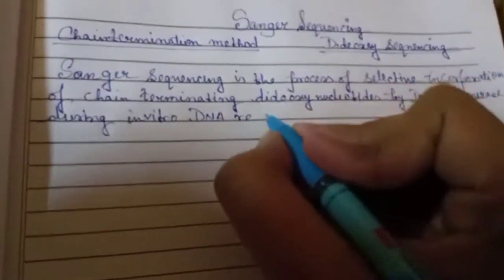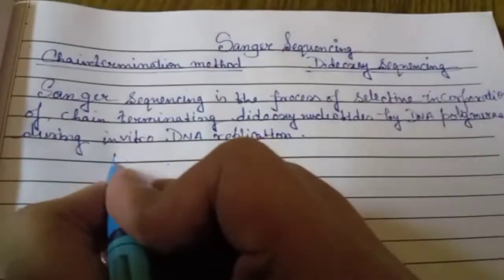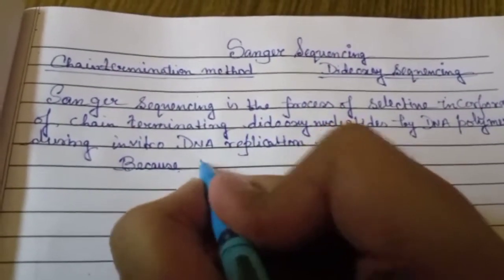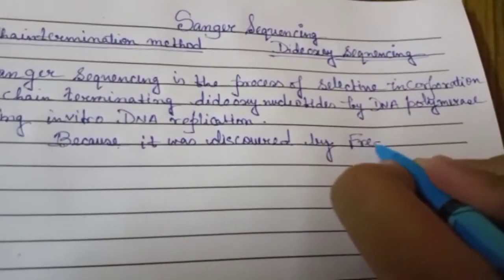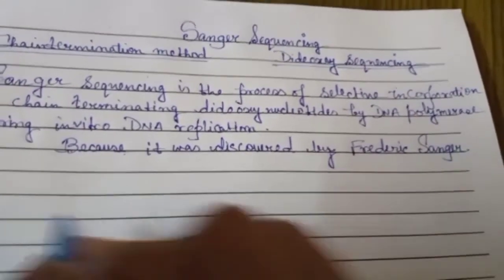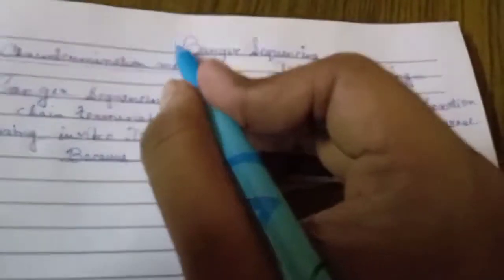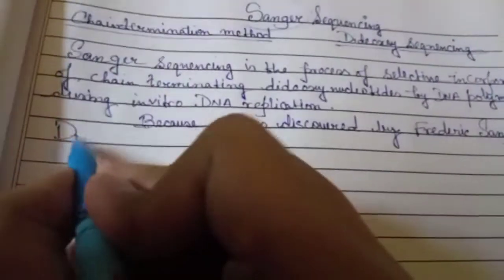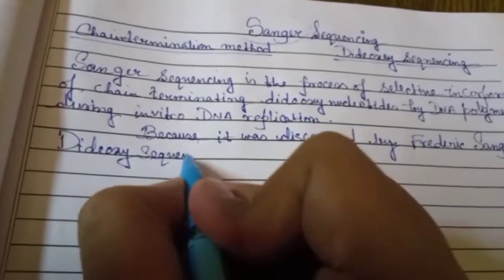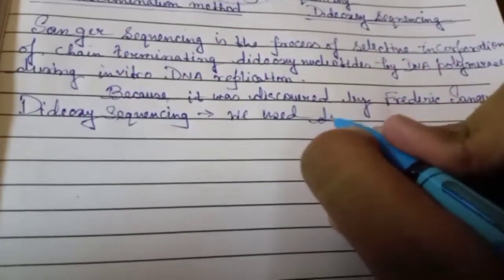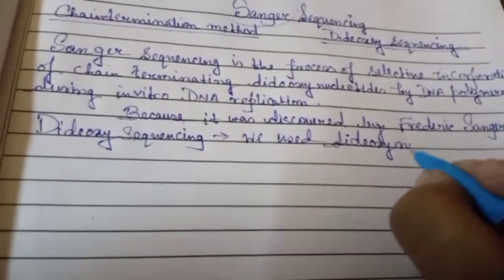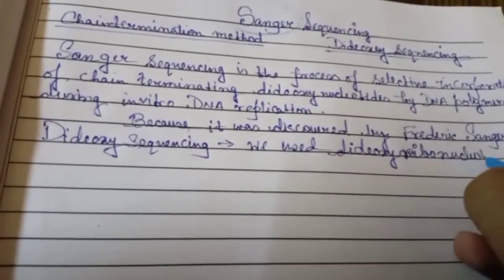The sequencing is known as Sanger sequencing because it was discovered by Frederick Sanger. Another name of Sanger sequencing is dideoxy sequencing because we use dideoxyribonucleotide to stop or terminate the polymerization of DNA in in vitro conditions.